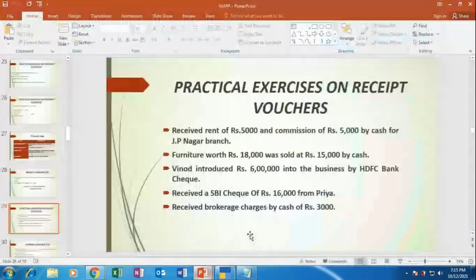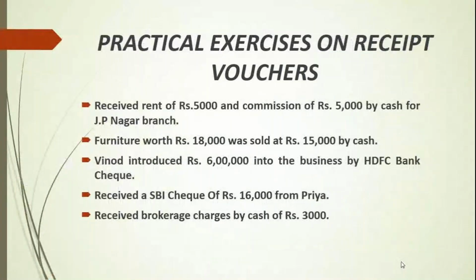I'll go for the next one. Received brokerage services by cash. So here the company has received brokerage charges, brokerage fee, in the form of cash. Now here it is not specifically told from any person, but I've just been given received brokerage charges in the form of cash. Now how do we make a record? Brokerage charges is an income for the company, right? It is an indirect income, in the form of cash being received.